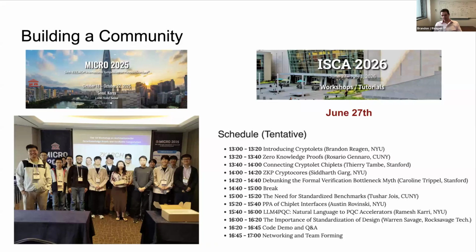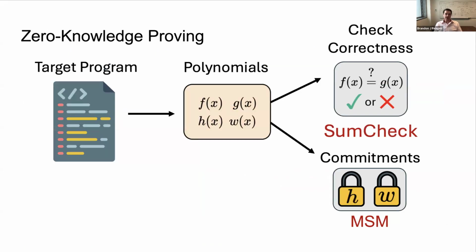Now what I'm going to do is transition into a technical talk, and I'm going to get into some of the work that we've already done in Cryptolets. And what I'm going to do is focus on zero knowledge proofs, ZKPs, or zero knowledge proving. So we're just going to jump right in. This is a very high level overview because I don't want to give a whole talk on zero knowledge proofs. But within ZKPs, typically what happens is I have some program that I want to run some proof on, right?